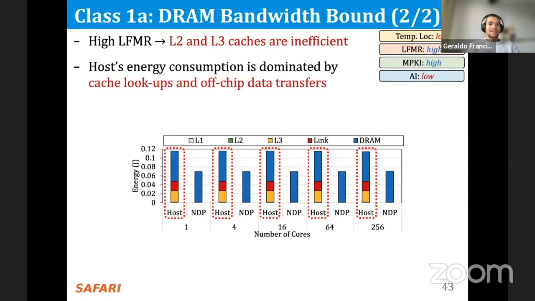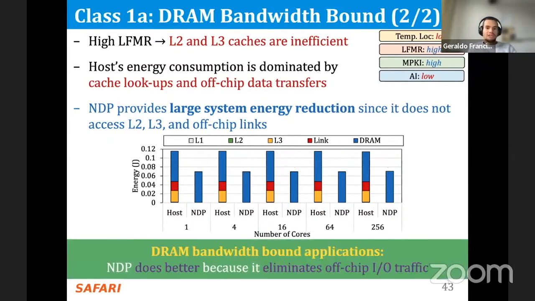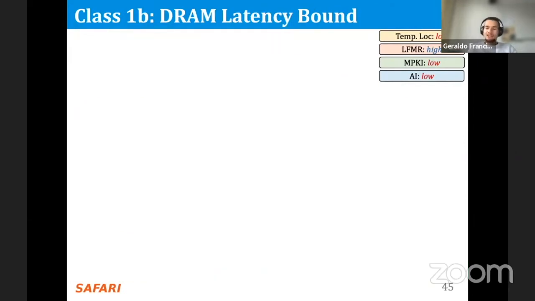First, as we can see in the figure, the host energy consumption is dominated by L3 cache lookups and high energy off-chip DRAM requests, as we expected due to the high last level cache miss ratio. Second, NDP, on the other hand, reduces the energy consumption compared to the host, since it avoids the L3 cache lookups and the off-chip memory traffic. Therefore, we conclude that DRAM bandwidth bound applications highly benefit from NDP.